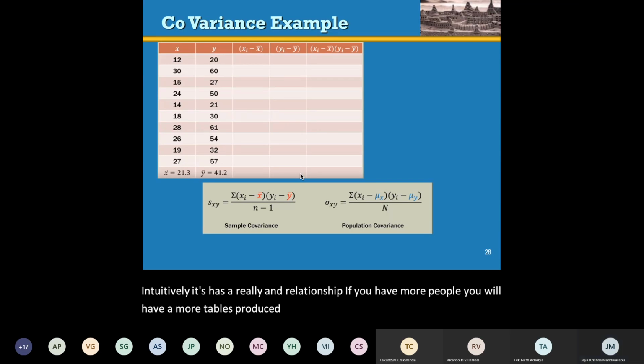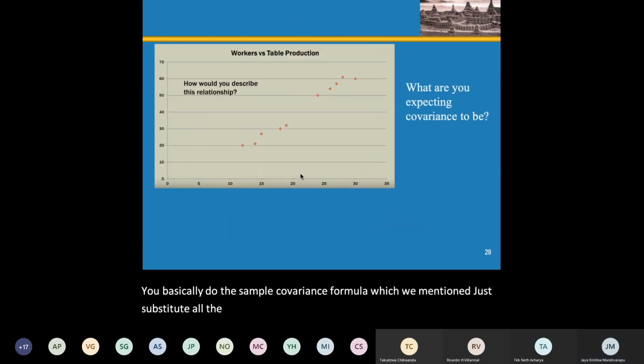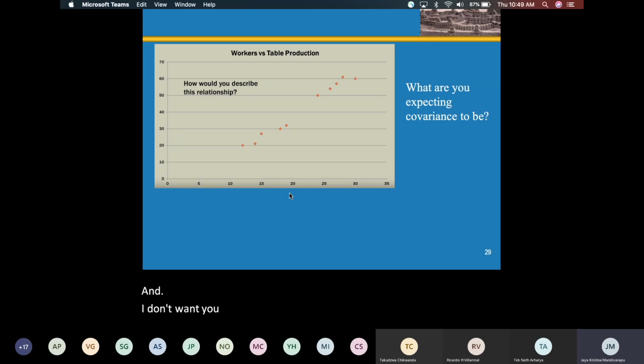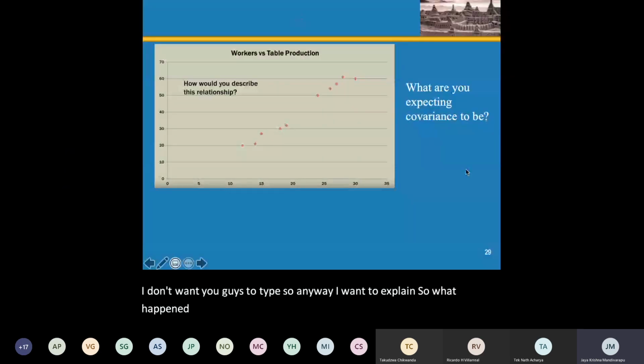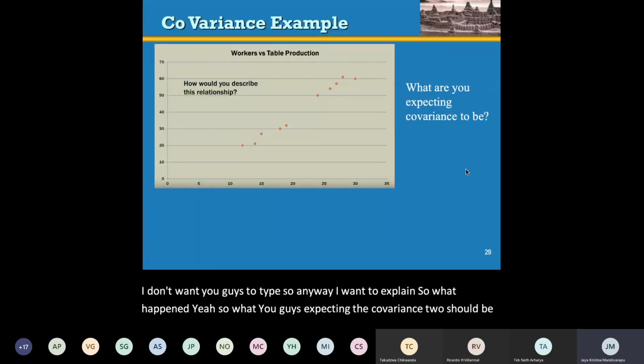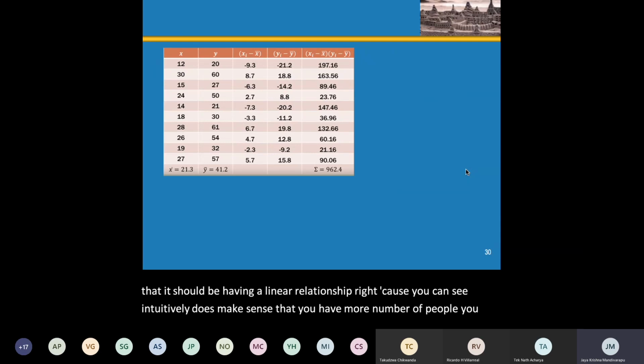And you basically do the sample covariance formula which we mentioned, just substitute all the terms. Okay, and I don't want you guys to type, so anyway I'm gonna explain. So what you guys were expecting the covariance to be is that it should have a linear relationship, right? Because intuitively it makes sense that the more people you have, the more tables you can produce.